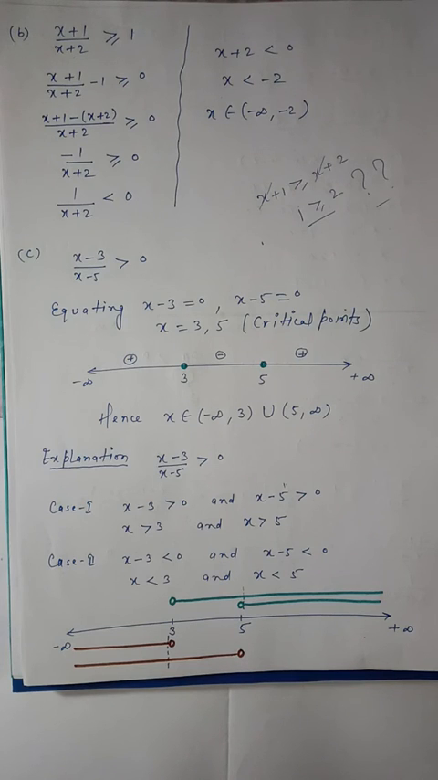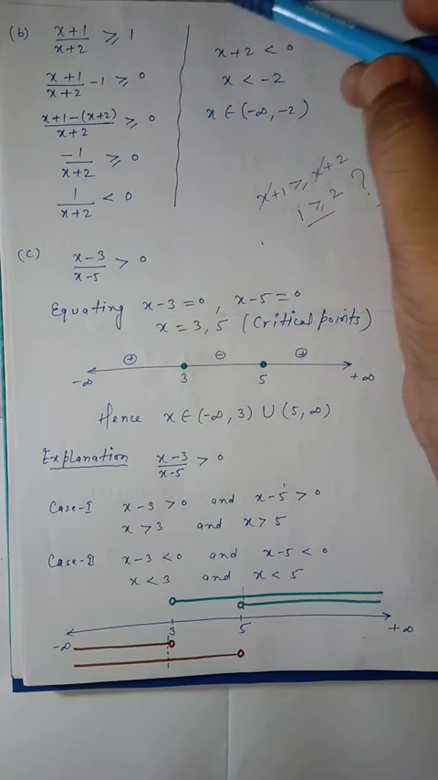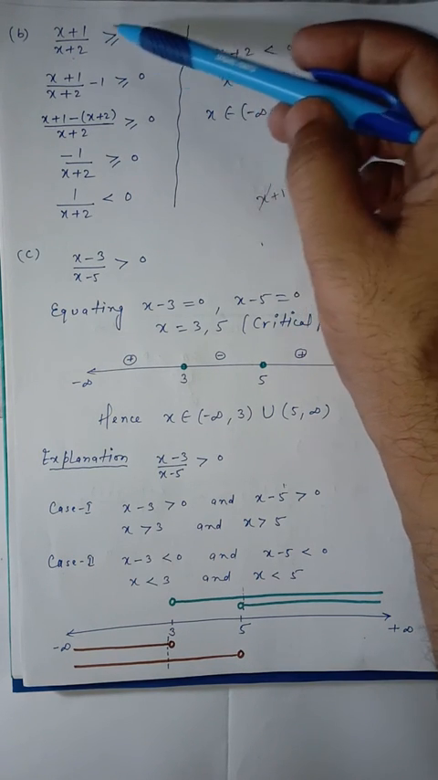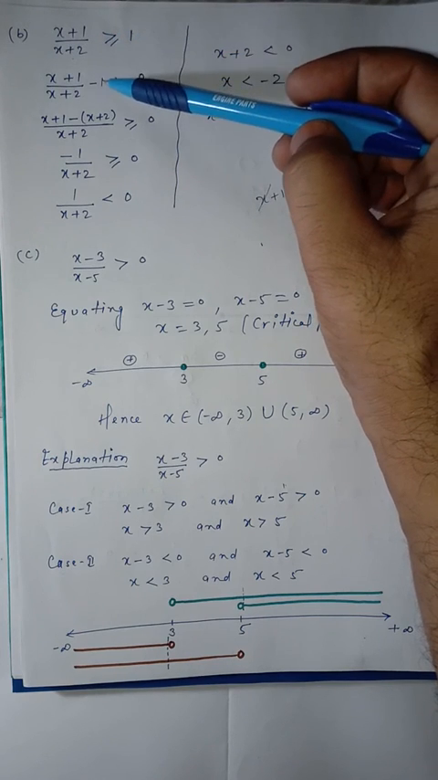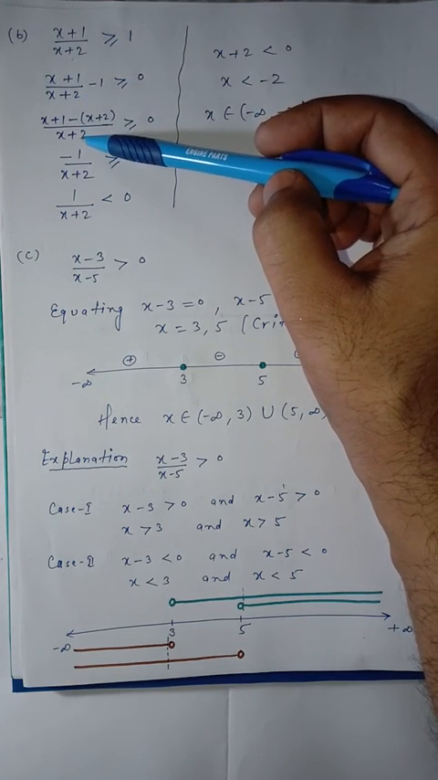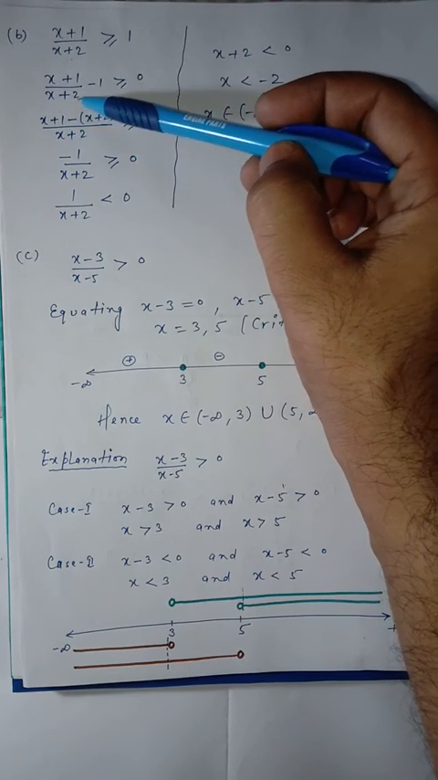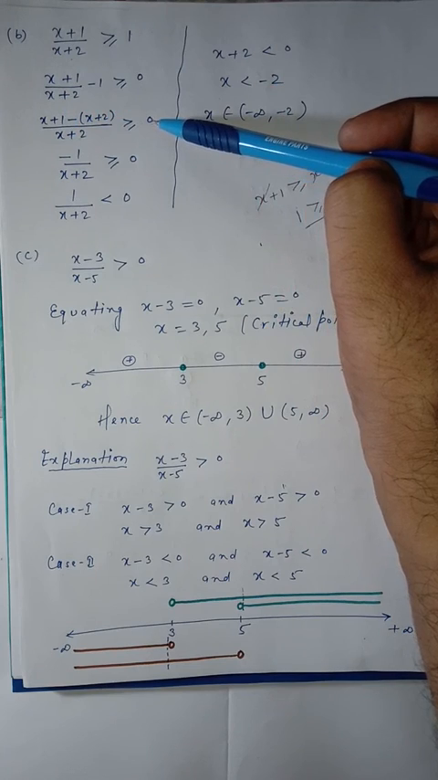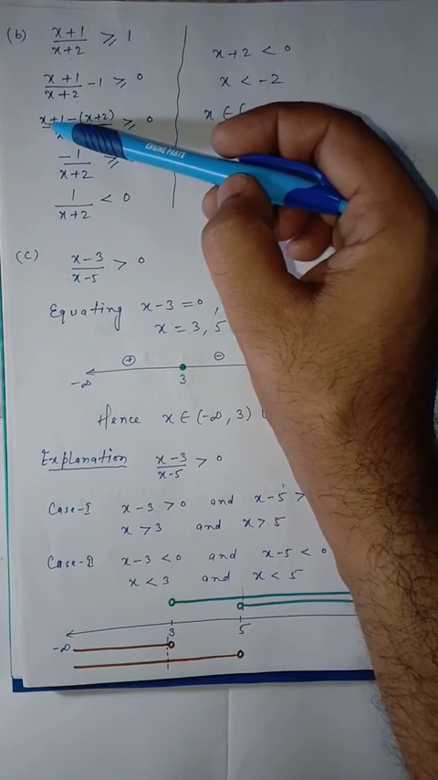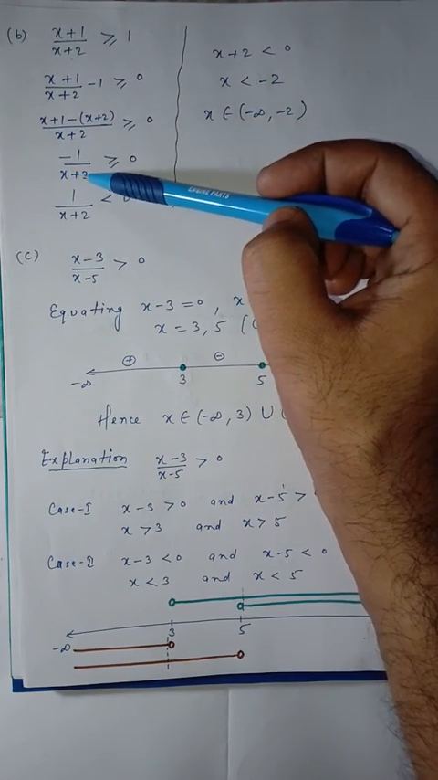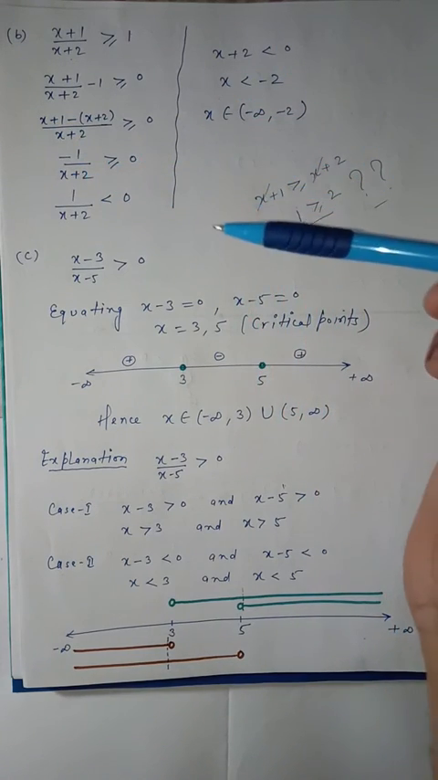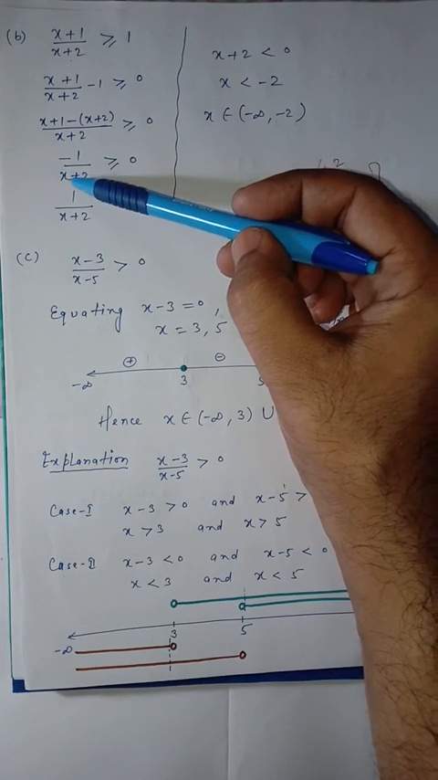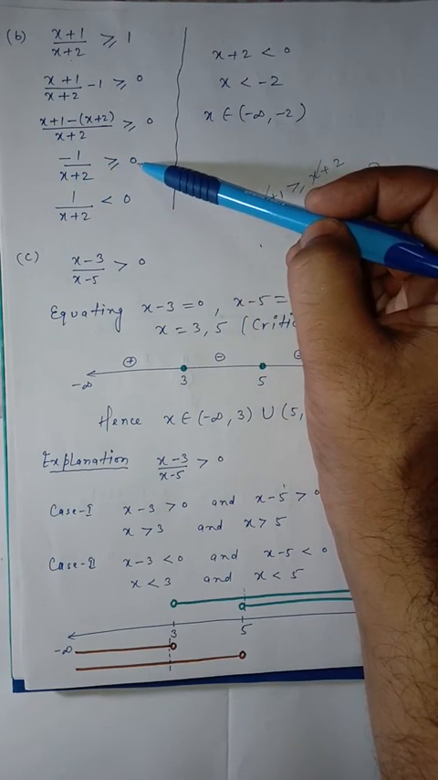So next, what will you do? We have to always transfer the right hand side portion to the left hand side. Always remember. So you have to transfer this 1 to the left hand side. Now take the LCM. So (x + 1 - (x + 2))/(x + 2) is greater than or equal to 0. Now please note this step. The x cancels. This is -1 upon x + 2 greater than or equal to 0.